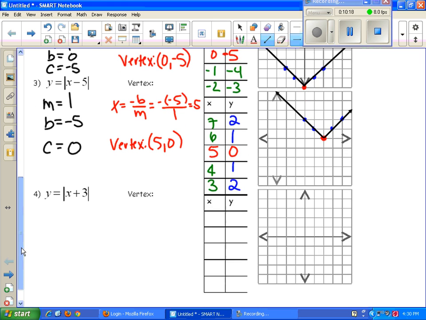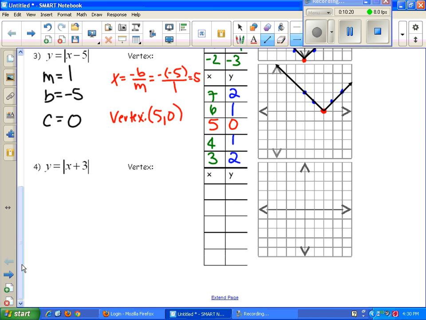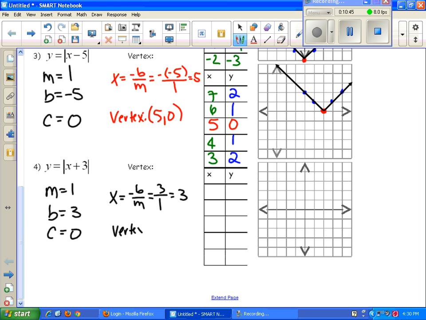So the next equation we have is y equals the absolute value of x plus 3. Again, I'm going to do the same thing I was doing for the other ones. My m value is 1, my b value is 3, c is 0 because there's nothing on the outside of my absolute value. Now I want to find the x coordinate of my vertex, negative b over m. In this case, I have 3 over 1, which is equal to 3. So my vertex is negative b over m, which we found to be 3, comma c, which is 0.